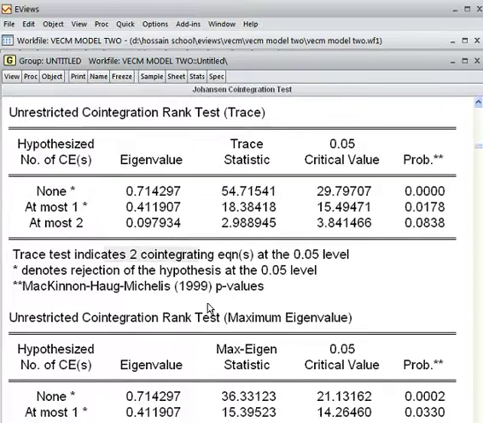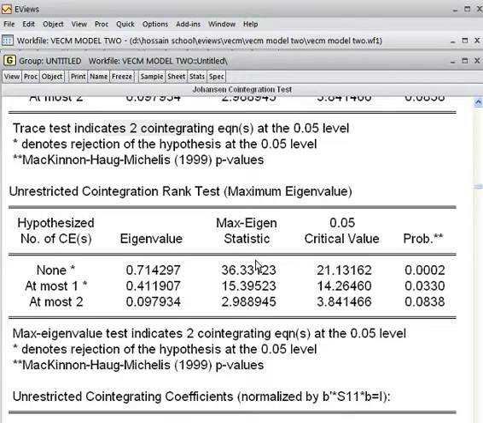Then I check the second test, max eigen statistics. The null hypothesis is the number of cointegrated equations being none. None means there is no cointegrated equation. That is the null hypothesis. Can I reject or accept? The probability is 0.02%, which is less than 5%.